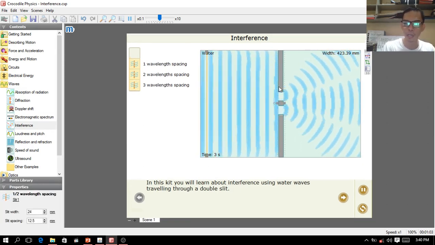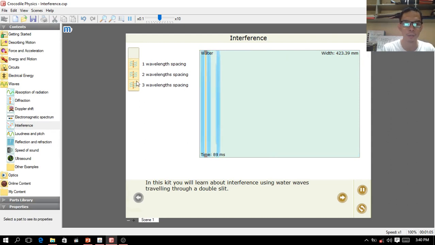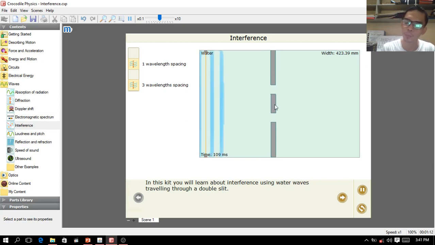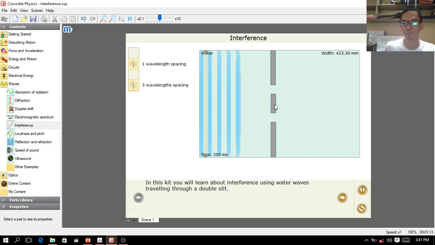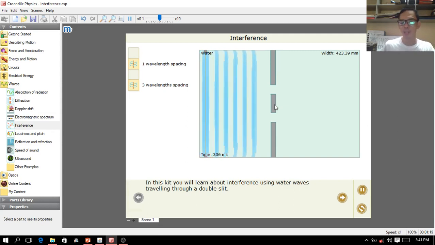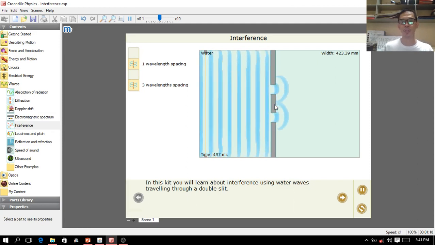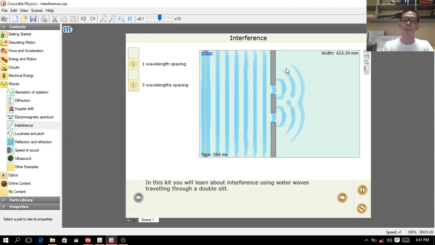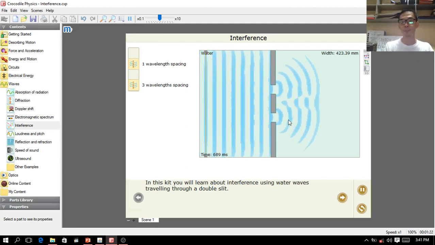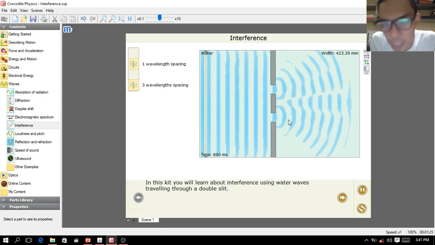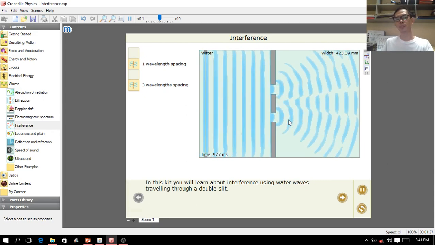Now let's take a look at other wavelengths. So as you can see, if you create a larger slit, it will create different patterns. Okay, so as you can see here, the pattern is different from the previous one. So there we go. So that is the wave properties of light.